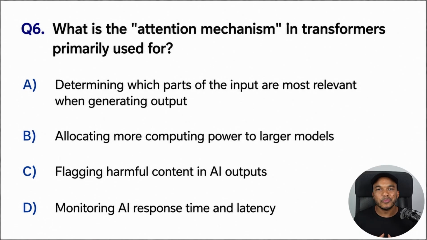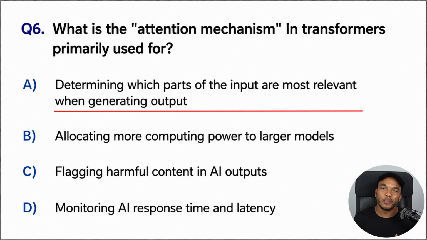And the answer is going to be A, determining which parts of the input are most relevant when generating output. Now, I do want to say something about the attention mechanism. It doesn't necessarily make models more efficient at processing outputs. What it really does is allow the AI models to understand the relationship and context within the words that make up the user's prompt. That's essentially what the attention mechanism is.